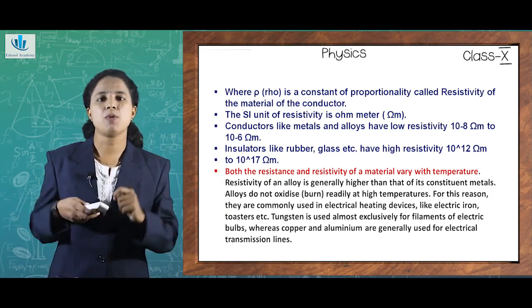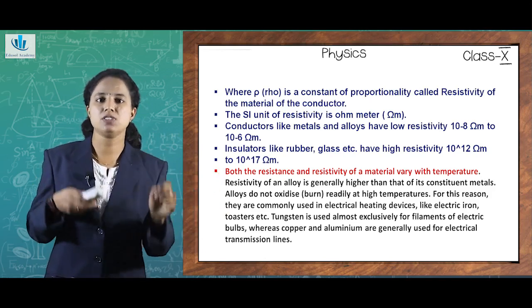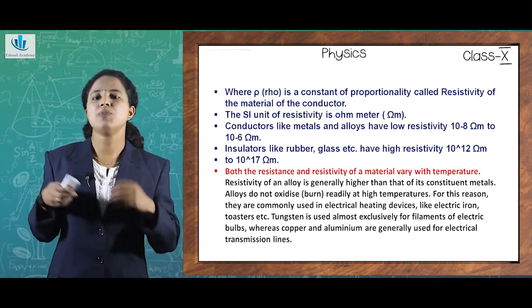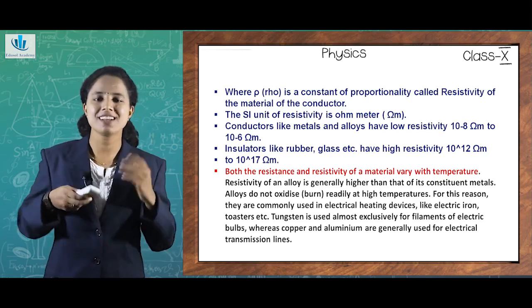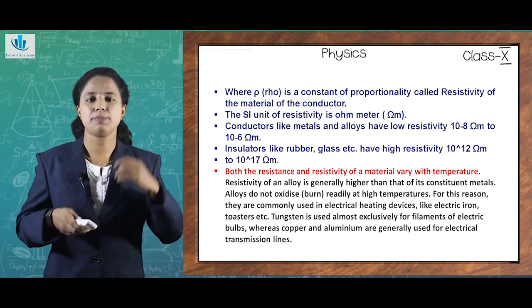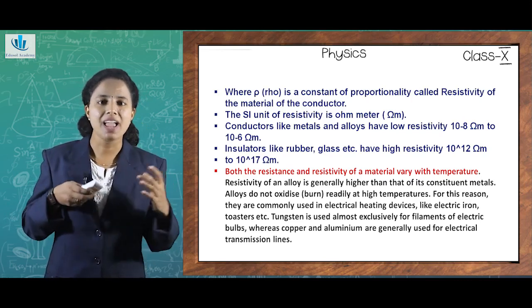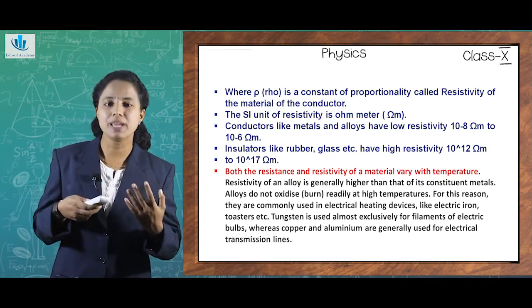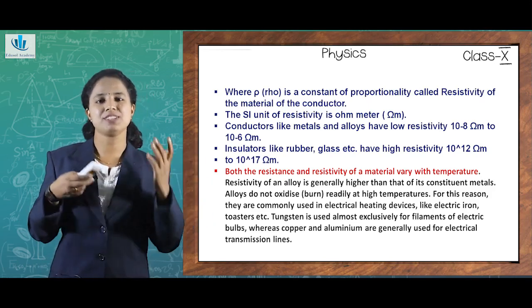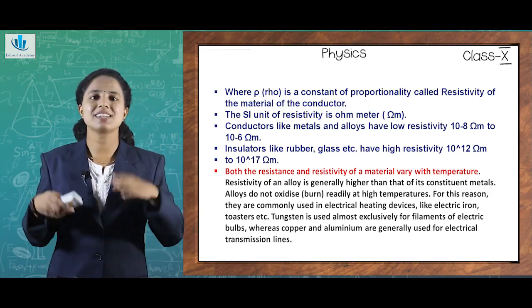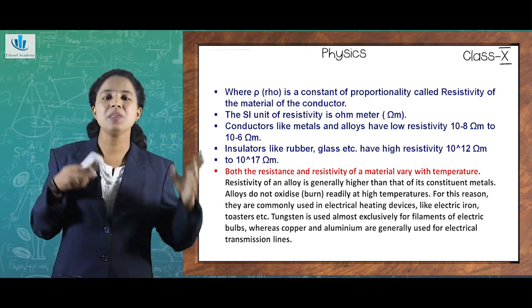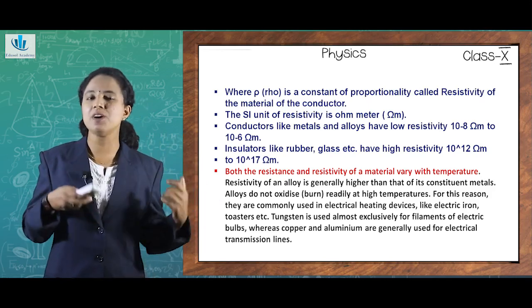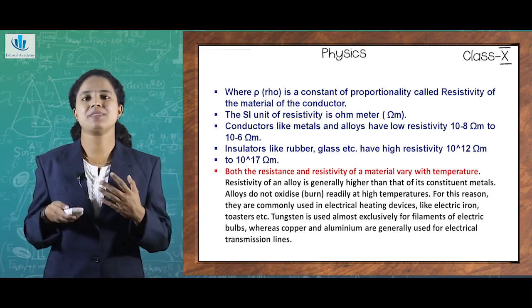And one of the most important elements used to make filaments of electric bulbs is tungsten, as we have already stated, because of its high melting point. Whereas copper and aluminum are generally used to make electrical transmission lines. So, resistance and resistivity of materials also play an important role in electrical circuits.